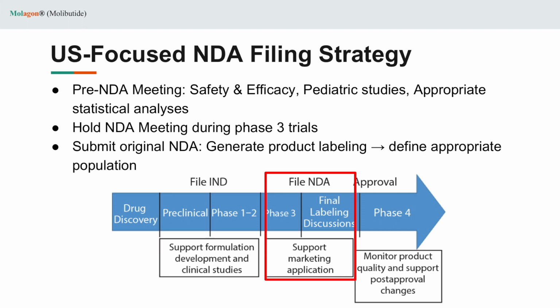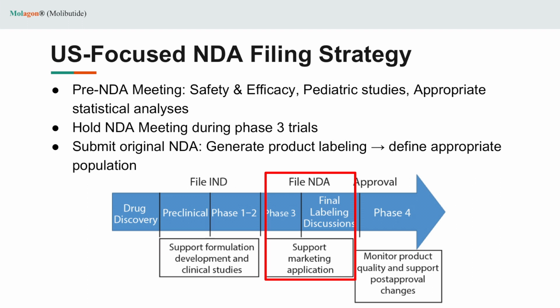For the US-focused NDA filing strategy, first it is important to have a pre-NDA meeting to uncover major issues and identify studies intended to establish the drug safety and effectiveness. Another is to discuss the status of pediatric studies. And finally, it's important to discuss appropriate statistical analyses or results.